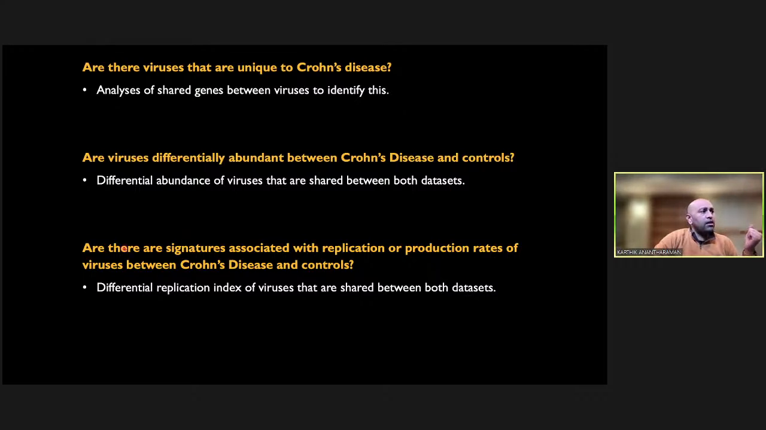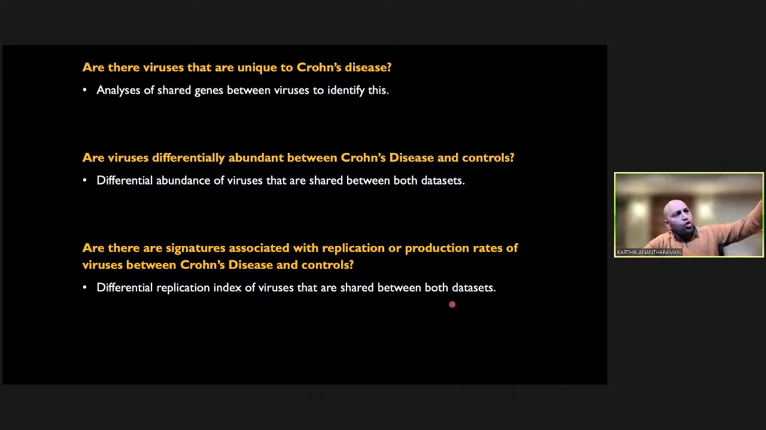After this, we tried to ask if there are signatures associated with replication or production rates of viruses between Crohn's disease and control. So essentially what this is asking is, if there is a virus that is present in a healthy gut and in the gut of a patient with Crohn's disease, are the replication rates of the viruses the exact same, or are certain viruses growing faster in Crohn's disease? So we conducted differential replication index analyses of viruses that are shared between both these data sets.